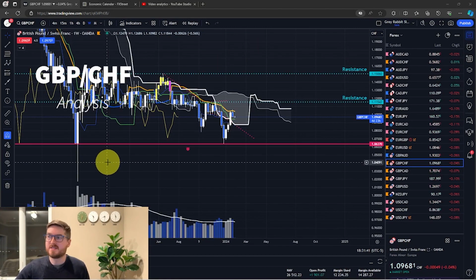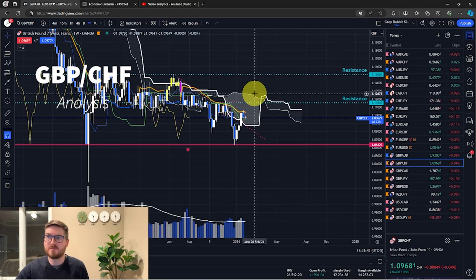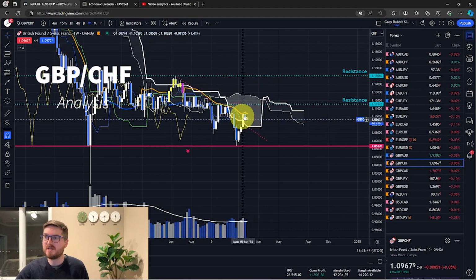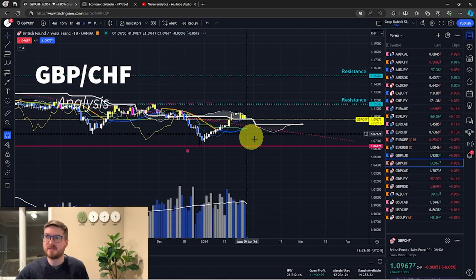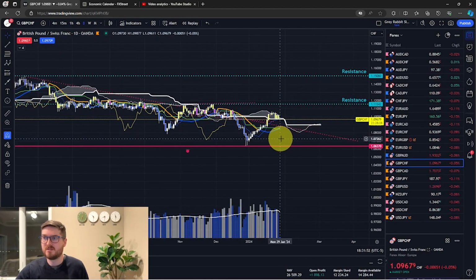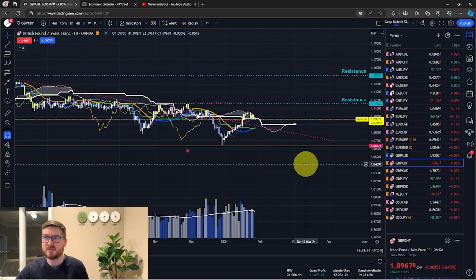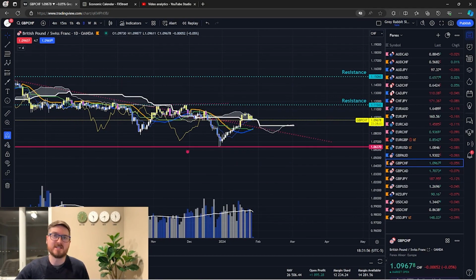Okay guys, this is British Pound Swiss franc. I have this marked as a ranging pair. I'm not going to waste too much time on this one. Price is in the Kumo cloud on the weekly and also on the daily. So, enough said. This is a ranging market right now, and I will most likely not be trading it this week.